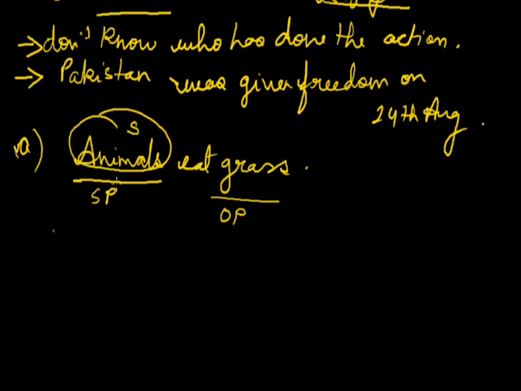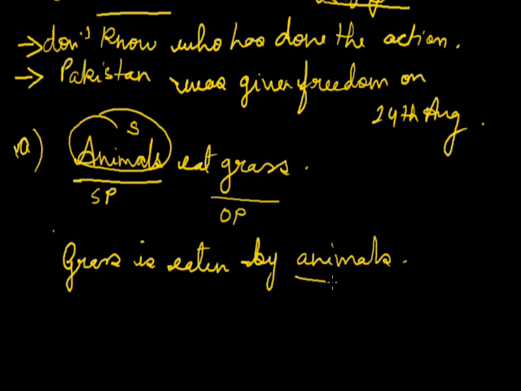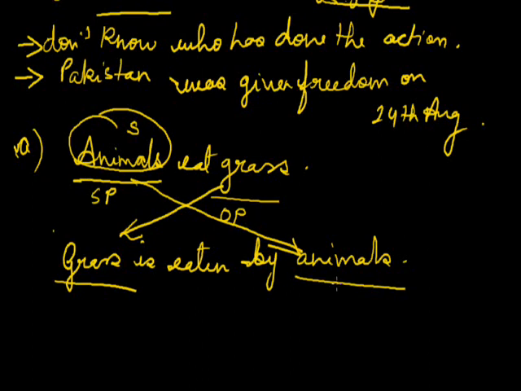If I frame it into passive, I'll take the object to the subject position, that is, grass is eaten by animals. The difference is that the object takes the place of the subject and the subject takes the place of the object. If you read the sentence again, grass is eaten by animals, we come to know that the animal is the doer of the action, but the doer is in the object position. Thus the second sentence is a passive sentence.